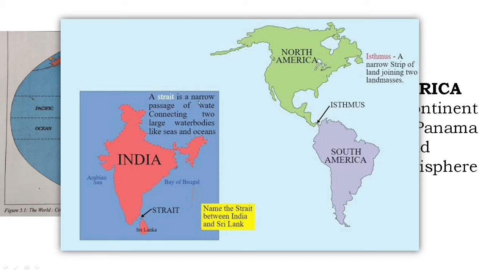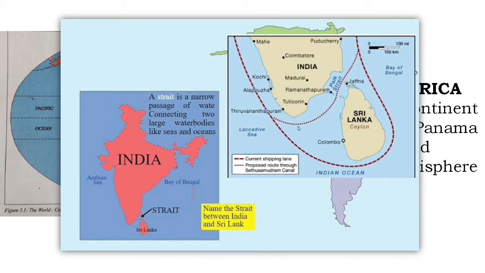And we have a strait. A strait is a narrow passage of water. This is land, this is water. Passage of water connecting two large water bodies like seas and oceans. We have the Bay of Bengal here, we have Arabian Sea, and there's a narrow passage of water that is connecting these two large water bodies, and this is called strait. Name the strait between India and Sri Lanka. The strait between India and Sri Lanka is called Palk Strait.